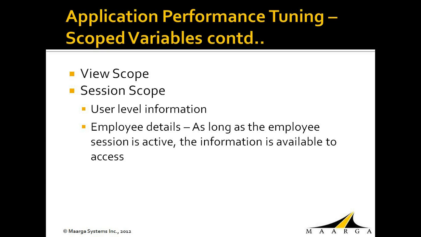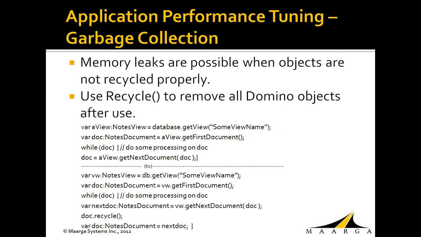And the other important thing that we need to take care of in our application is garbage collection. When we are working on performance optimization, this is also an important factor which, when not handled properly, can cause memory leaks. So it is always better to use recycle on all Domino objects after using them. I've given a sample snippet here. The first part shows how we would normally tend to write without taking the recycling part into account. You go to the first document in the view and then go to the next document, and so on and so forth.